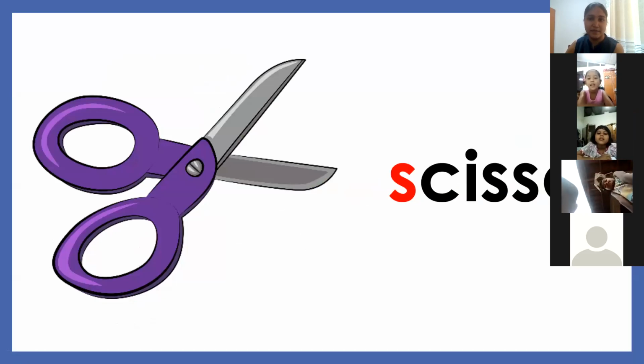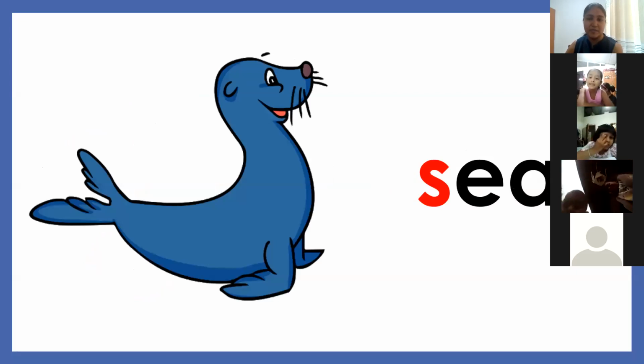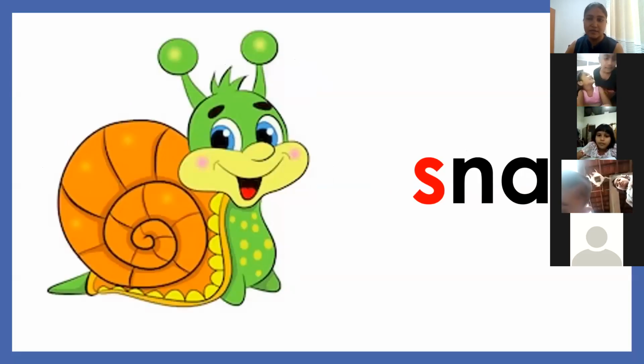Then this one, we used to cut papers from this. What is this? Scissor. What is this? Scissor. And this one is seal. Who is it? Seal. Then this one, snail. Who is it? Snail. Okay. Snail. Pronounce the word nicely.